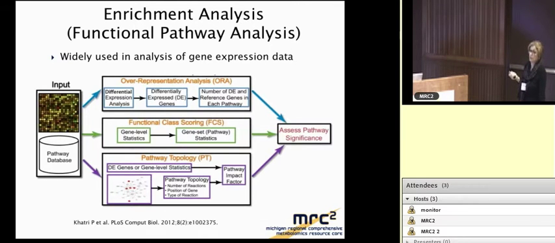The oldest, and perhaps the best known, is the KEGG database. KEGG stands for Kyoto Encyclopedia of Genes and Genomes, and it has the information about all these metabolic pathways.